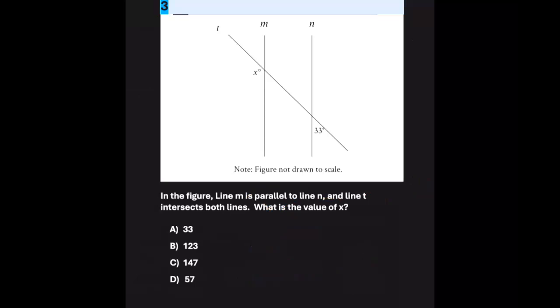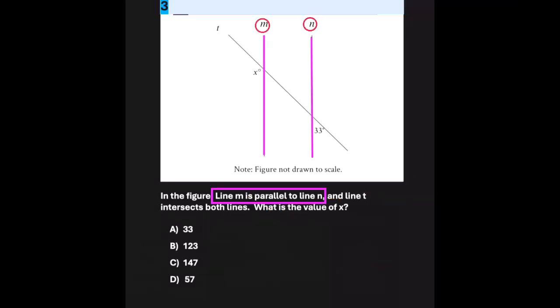Question 3, we have a diagram, and lines M and N are parallel, and line T is a transversal intersecting lines M and N. And the question asks, what is the value of X? Okay, anytime you have a transversal intersecting two parallel lines, the corresponding angles are always the same. So the corresponding angles are this angle and this angle right here. Therefore, we have 33 degrees here.